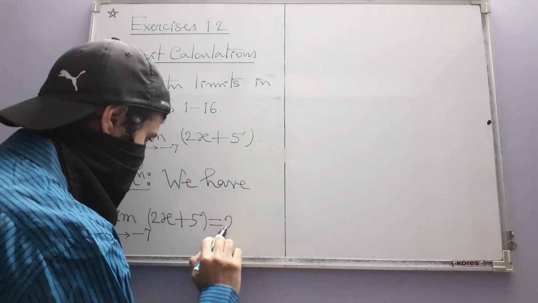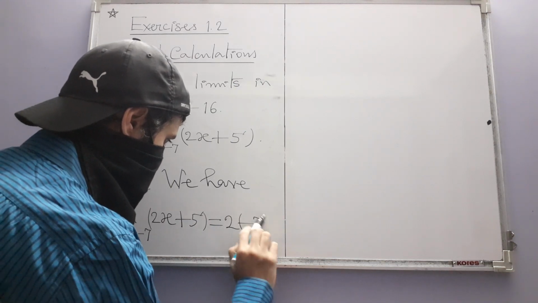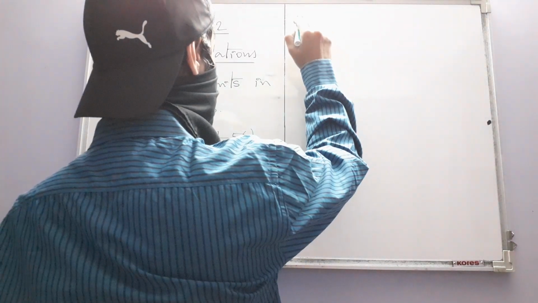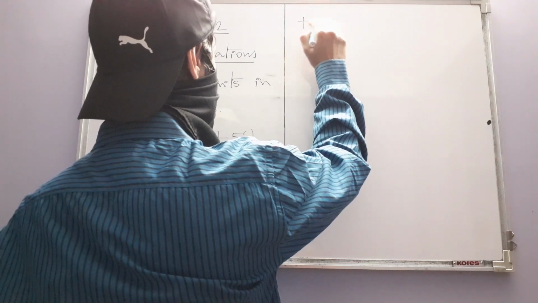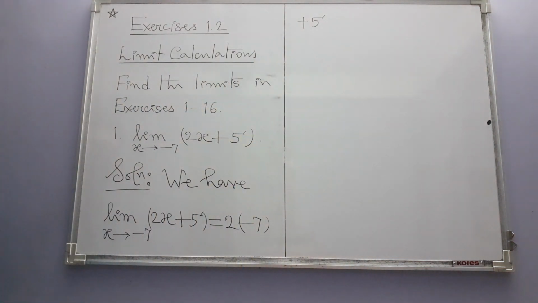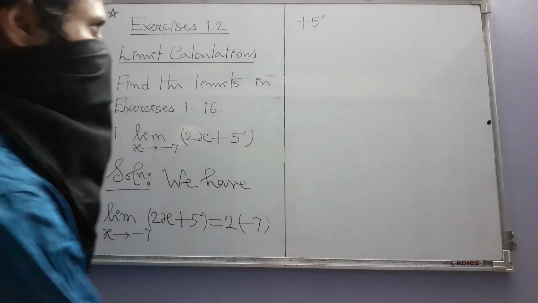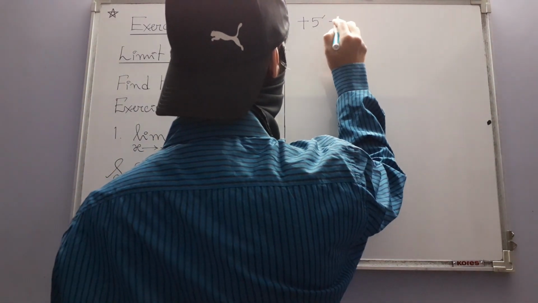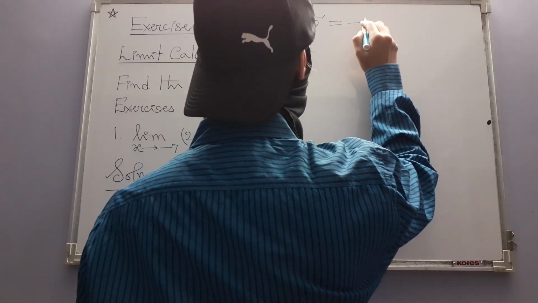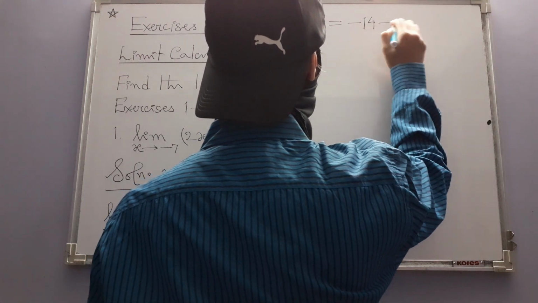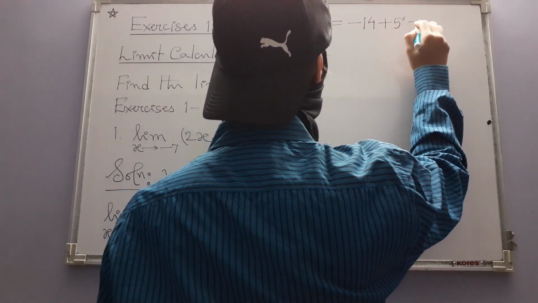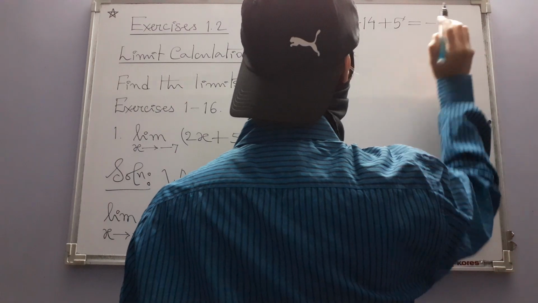So it is just 2 times minus 7 plus 5. So that means minus 14 plus 5. That is minus 9.